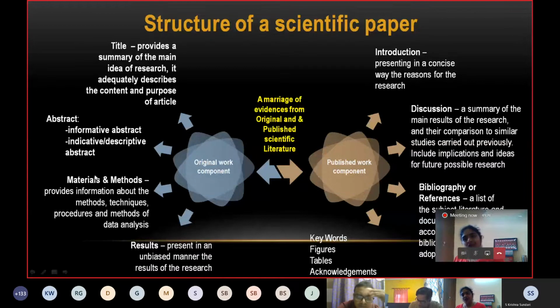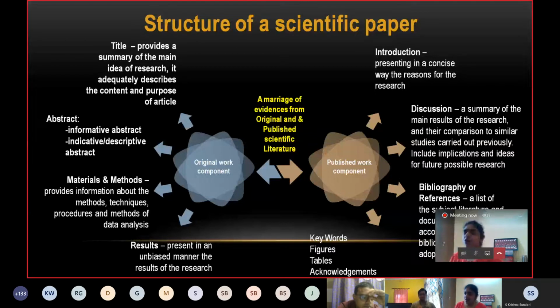Then the next component which is going to give the information is materials and methods. Materials and methods provide information about the techniques that you have used in the paper, the back references from where you have obtained these techniques, what materials you have used in your work, and what tools you have used for your data analysis, your data recording, your data interpretation.